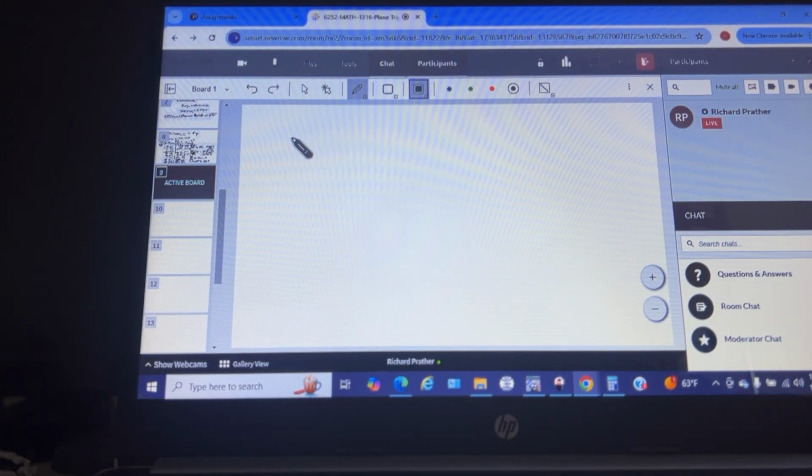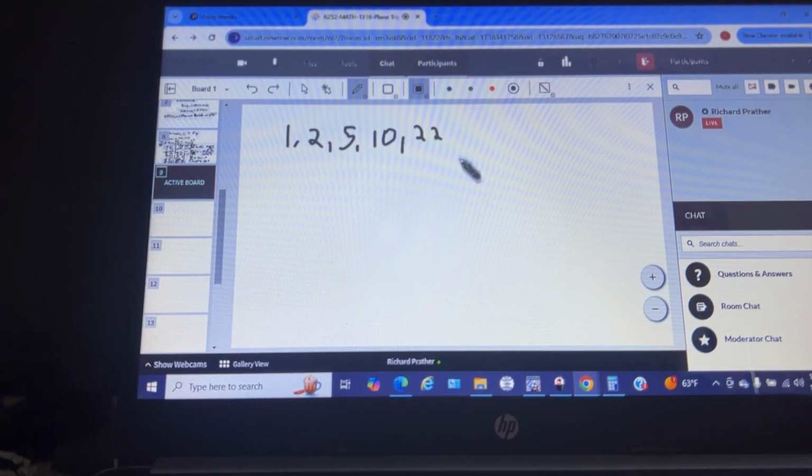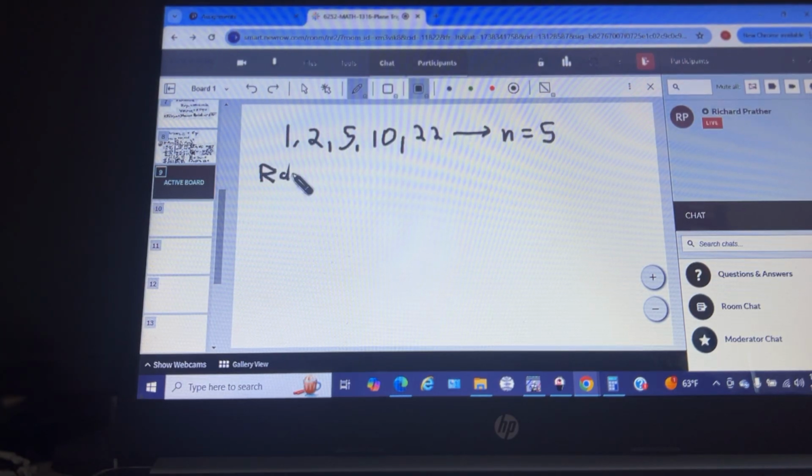So what if I just have a simple data set like 1, 2, 5, 10, and let's say 22. 1, 2, 3, 4, 5. There's 5 numbers here, so that's called n. The sample size is 5. And if you want to do the range first, and range is a separate calculation, you take the maximum minus the minimum.